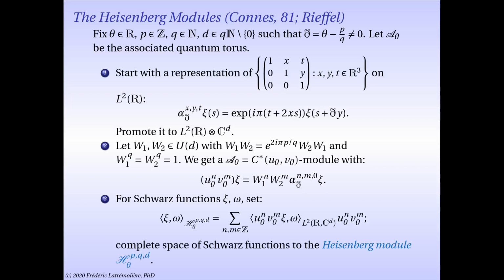The completion of the space of C to the d valued Schwarz functions for the norm obtained from this quantum torus valued inner product is actually a module of the quantum torus A theta. It is called the Heisenberg module over A theta for the parameters theta, p, q, and d.